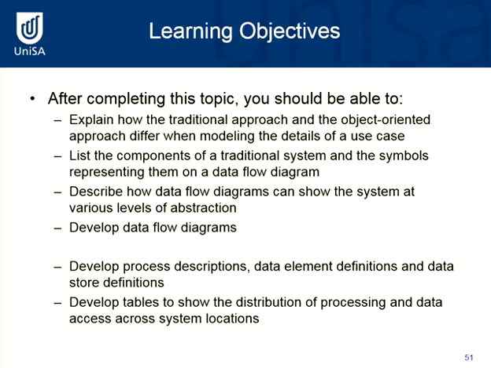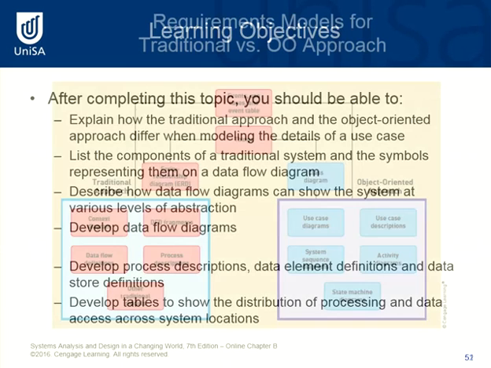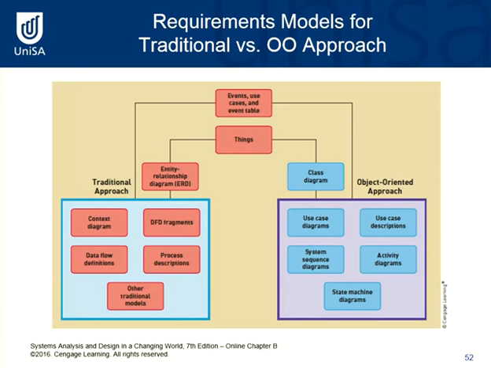We looked at decision tables, we looked at decision trees, we looked at structured English. These are ways that you can add further detail to what goes on in the processes shown in your data flow diagrams. So again, a bit of a comparison of the two and when you would use one approach over the other, or what you would use in either approach to represent things in a certain scenario.